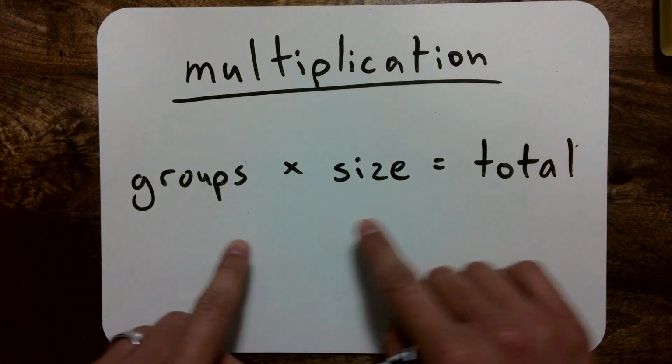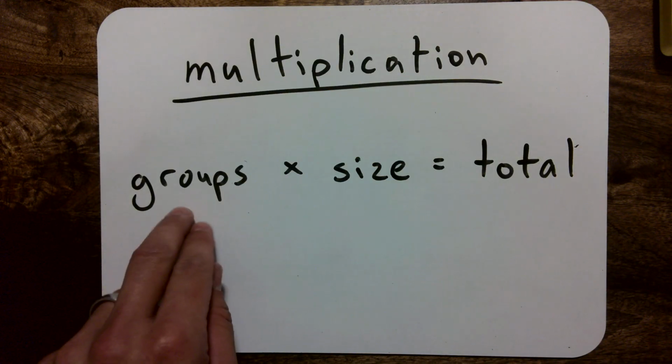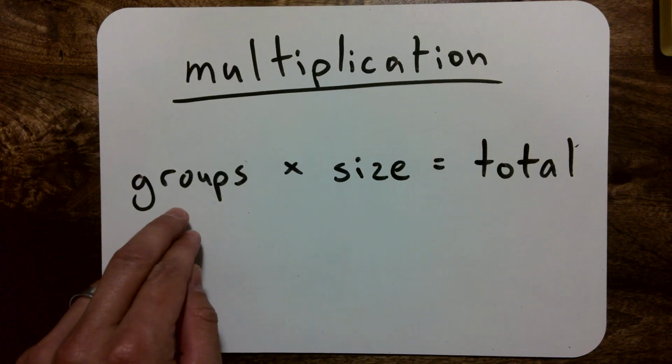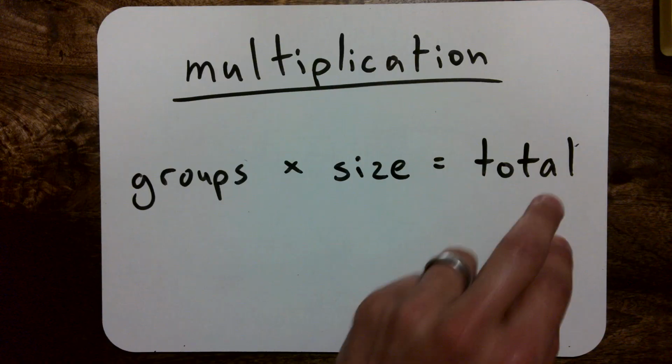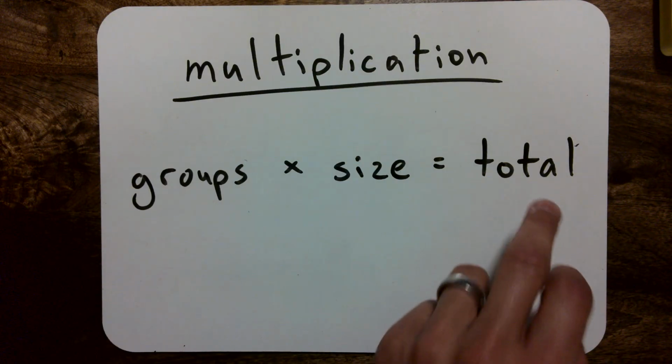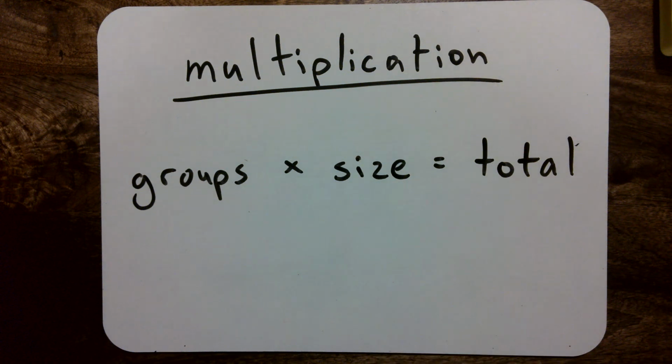So again, how we want to interpret our multiplication equations or expressions is that the first multiplier is telling us the number of groups, the second multiplier is the size of each group, and then the total number of pieces, or the total length, depending on our model that we're looking at, or the total area, is our product.